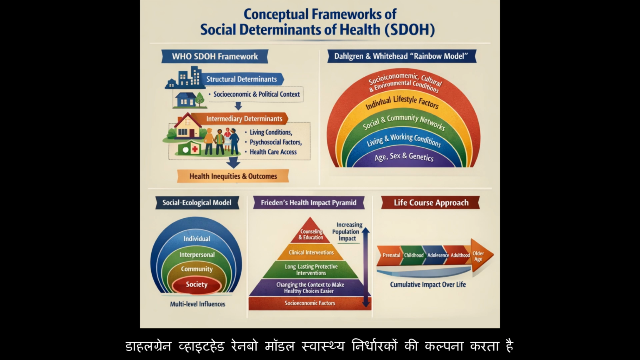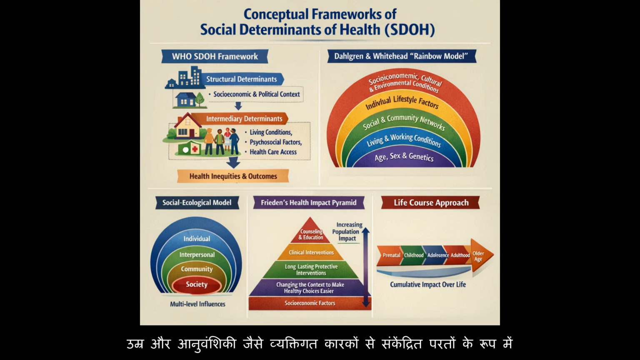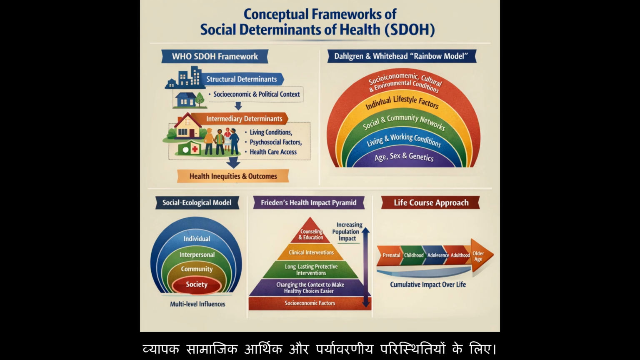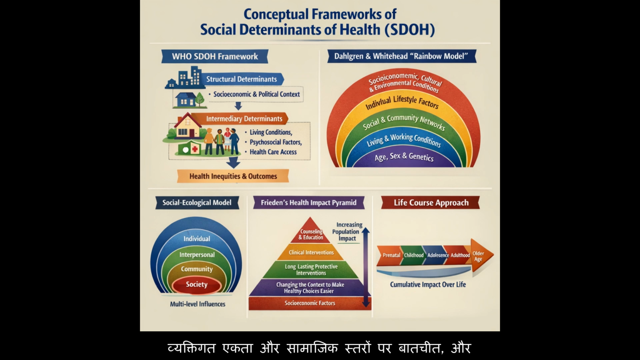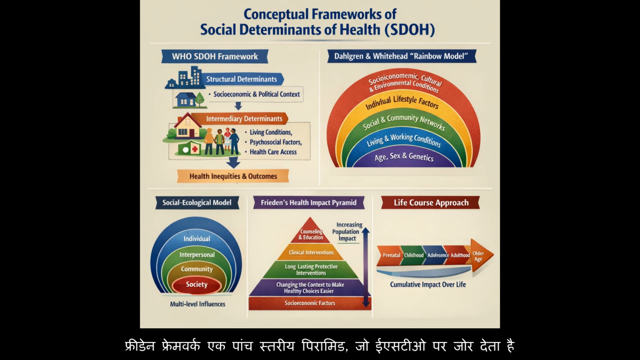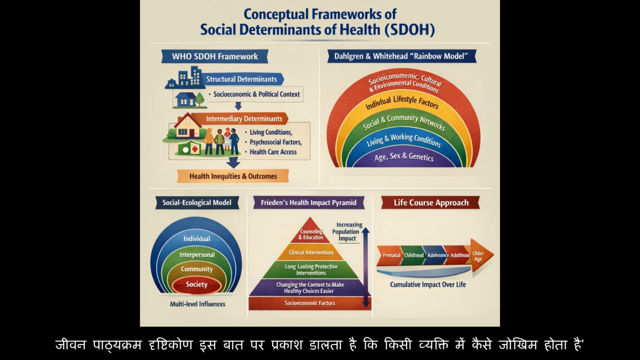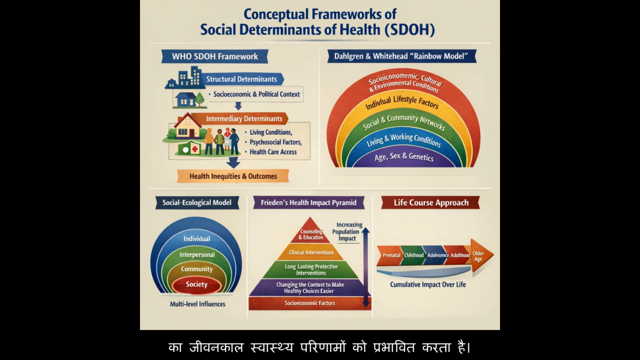The Dahlgren-Whitehead rainbow model visualizes health determinants as concentric layers, from individual factors like age and genetics to broader socioeconomic and environmental conditions. Other models include the social-ecological model, which examines interactions across individual, community, and societal levels, and the Frieden framework, a 5-tier pyramid emphasizing SDOH interventions for maximum impact. The life course approach highlights how exposures across a person's lifespan influence health outcomes.